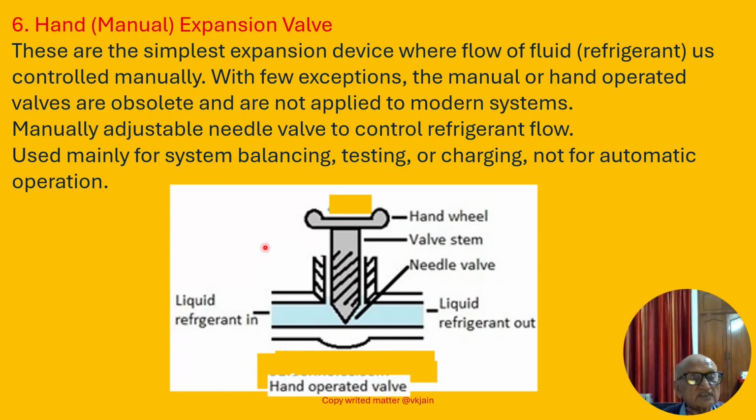Friends, the last diagram here shows a hand or manual expansion valve. These are the simplest expansion devices, where the flow of liquid refrigerant is controlled manually. With few exceptions, manual or hand-operated valves are obsolete and are not applied in modern systems. A manually adjustable needle valve controls the refrigerant flow, used mainly for system balancing, testing and charging, not for automatic operation.